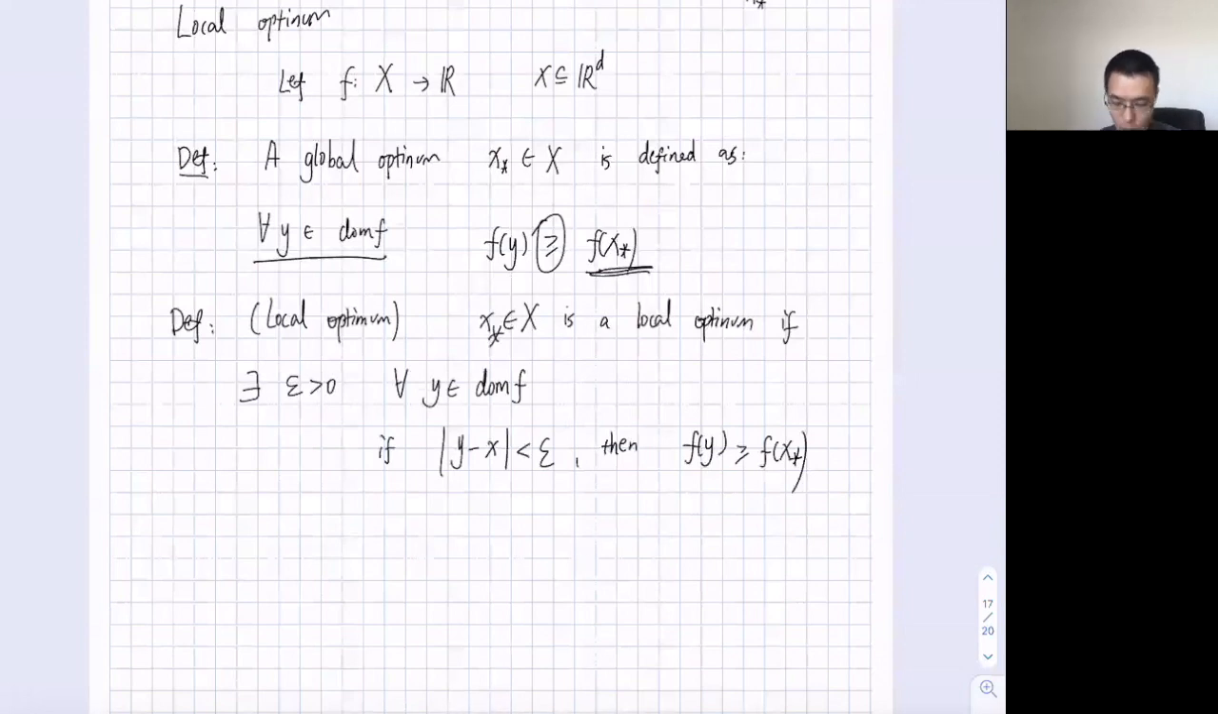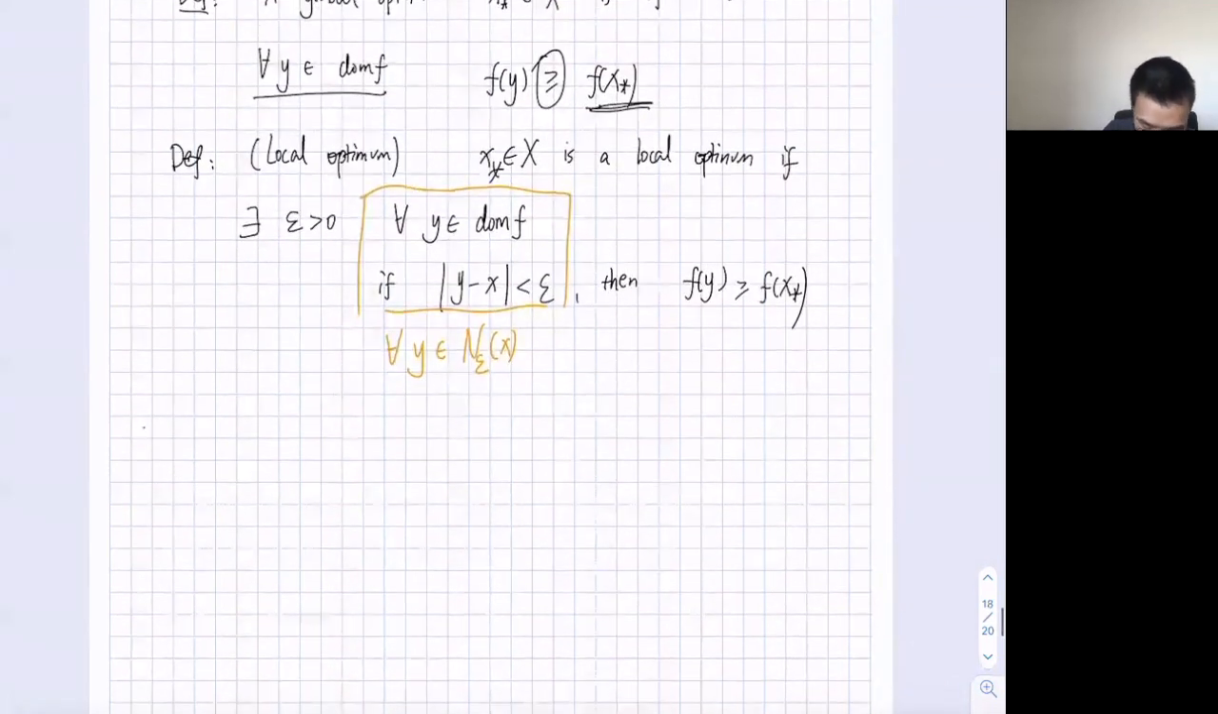So this is a local optimum. If I have a neighborhood, I don't require that f of x star is the best in all its domain, but only around its neighborhood. Then for any other points, as long as they are in the neighborhood, the function value should be larger than that of the optimum. This can also be represented concisely as: for any y in the ball around x star with radius epsilon.